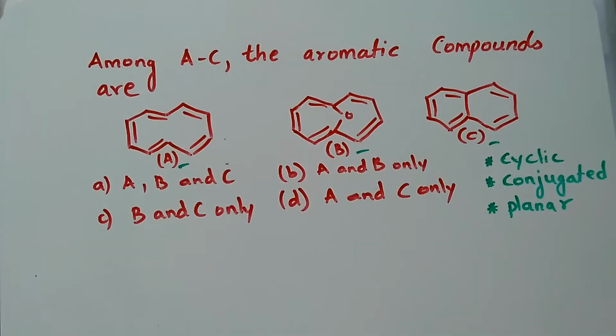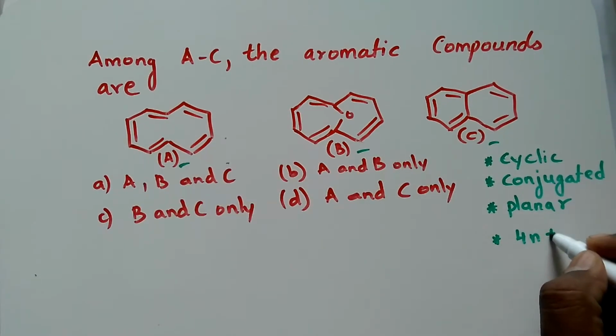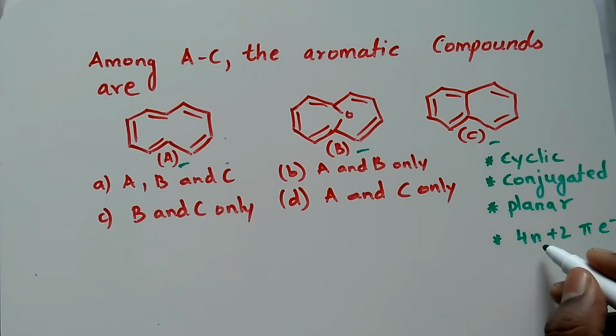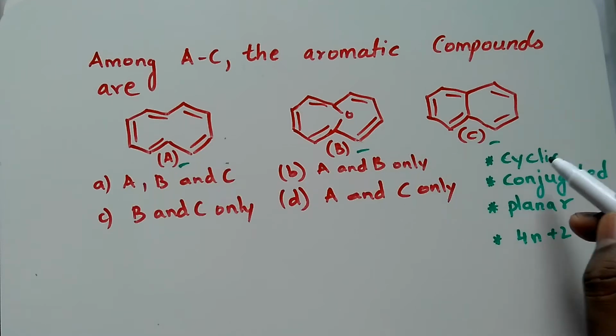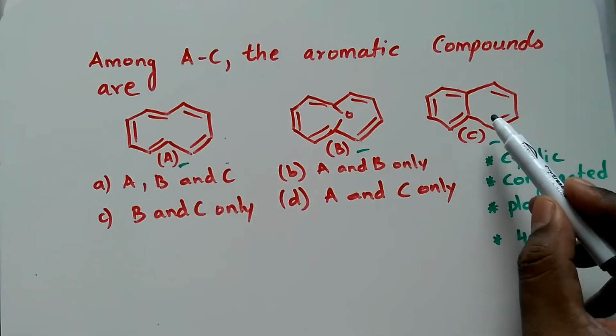If the planarity is not there, then it will not be aromatic, and it must contain 4n plus 2 pi electrons, very important, another rule. Here n can be 0, 1, 2, 3, like that. So cyclic, conjugated, planar, 4n plus 2. If any one of these is missing, it will not be aromatic. So let's check for this part.